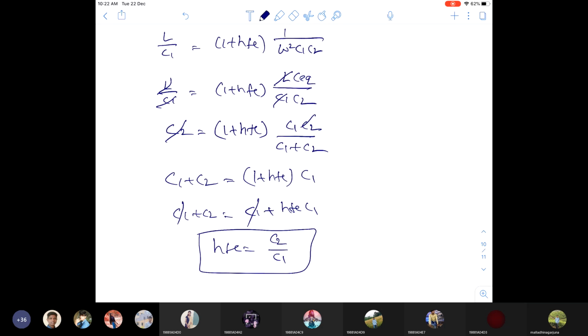It means that whatever values you take in place of C1 and C2, you will get some ratio value. That HFE value should be greater than that ratio value. Only then will that Colpitts oscillator generate the oscillations.